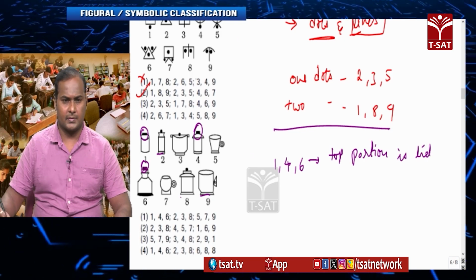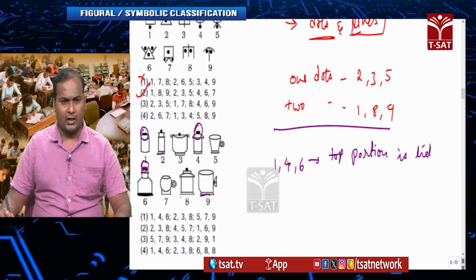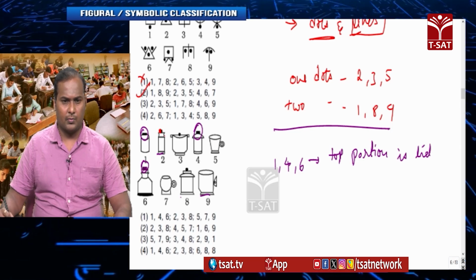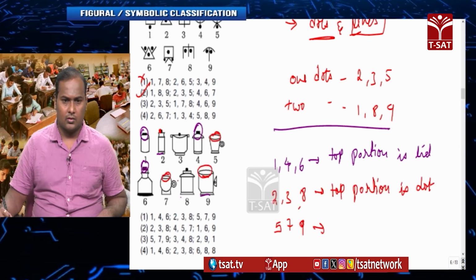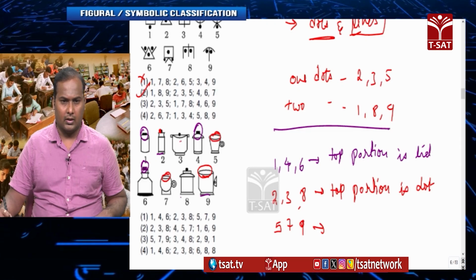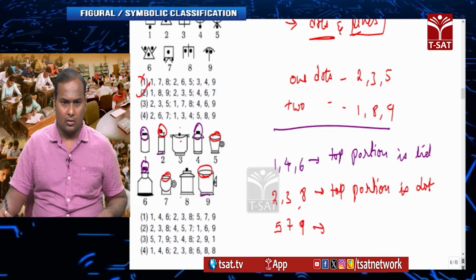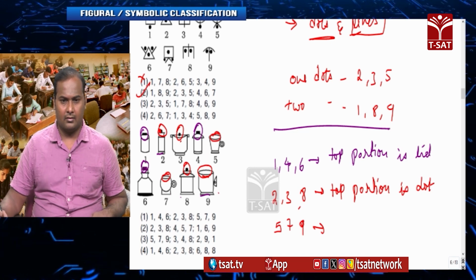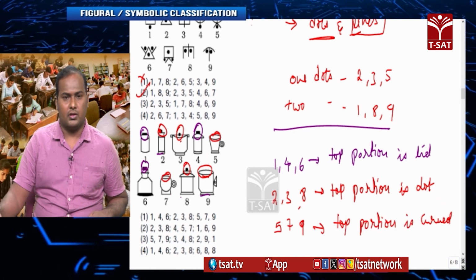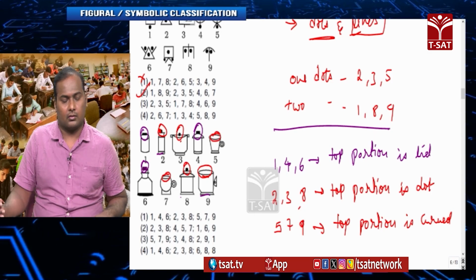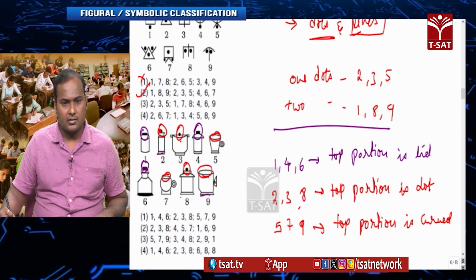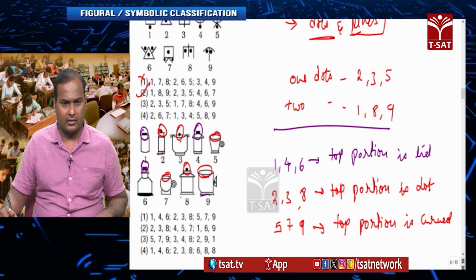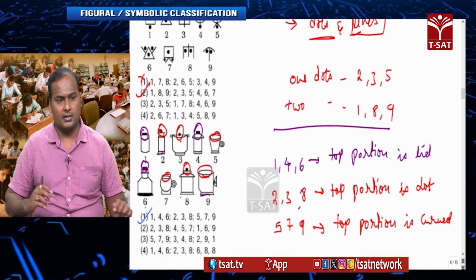Now, see the next classification. In the second one, I already said that the top is having a small dot. So, based upon these characters, let us try to classify. 2, 3 and 8 are having a dot on the top. In the same way, 5, 7 and 9, the top portion is curved. So, based on these characters, let us go for the answers. That is 1, 4, 6, first option, then 2, 3, 8, then 5, 7, 9. So, your answer is option 1.